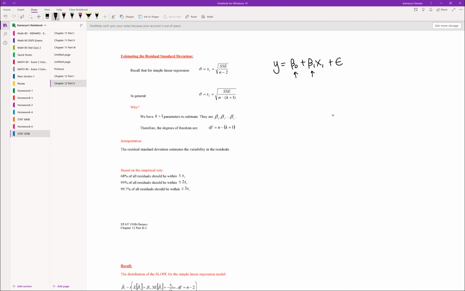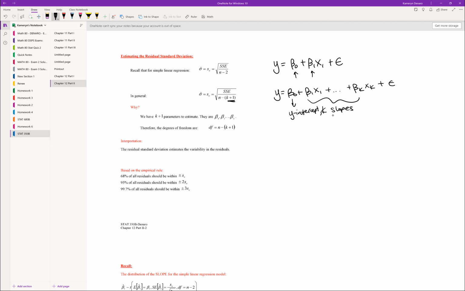But in multiple linear regression, we have y equals beta 0 plus beta 1 x1 all the way down to beta k xk plus epsilon. So in this case, we have k plus 1 things that we're estimating. We have k slopes involved, and we have one y-intercept. Okay, those are all the things that we're estimating. So we have k plus 1 things that we're estimating.